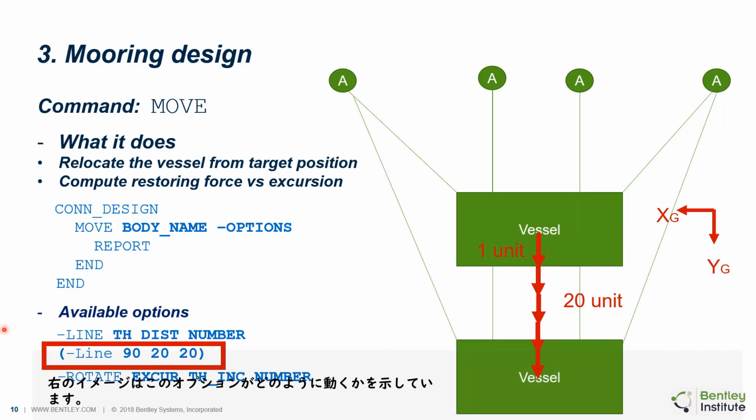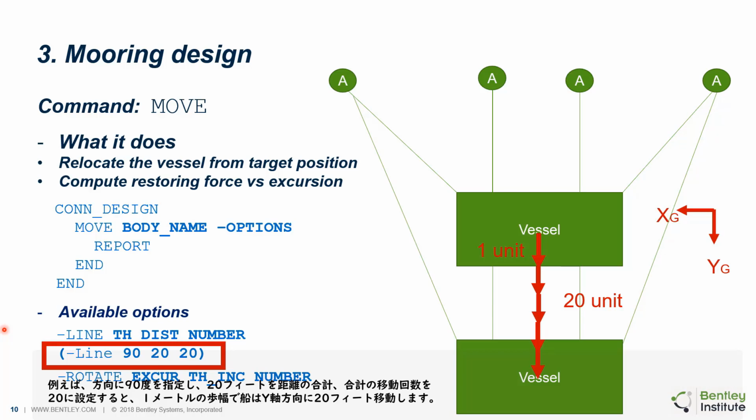The picture on the right shows how this option works. For example, if we specify 90 degrees for the direction and 20 feet for the total distance and 20 for the total position, the vessel will travel 20 feet in the global y direction with a step size of 1 meter.